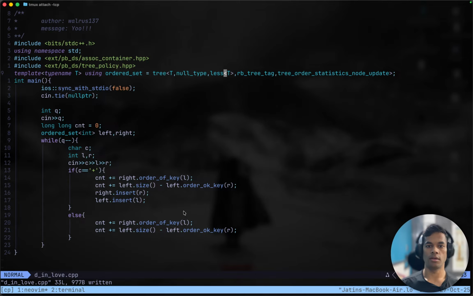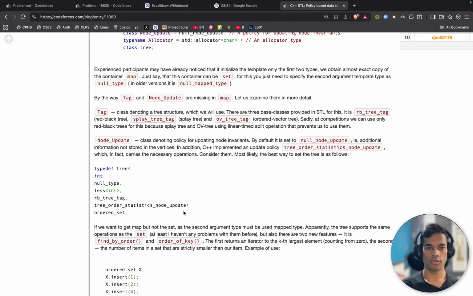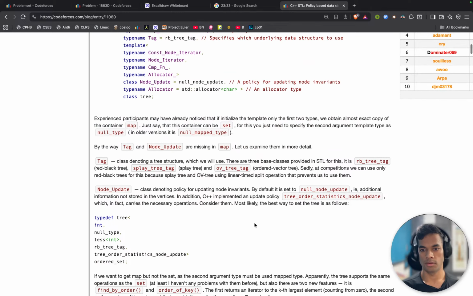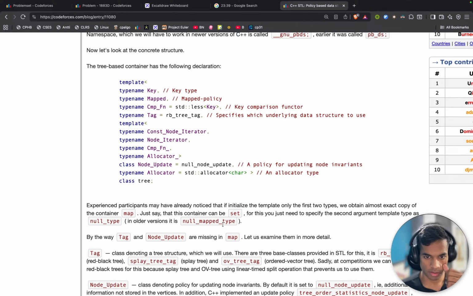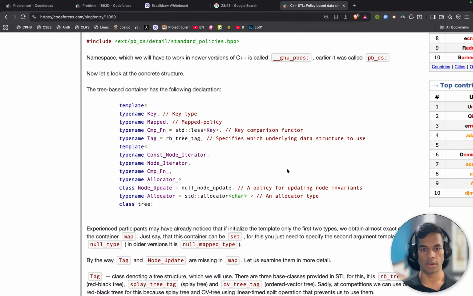Less than or equal to. I want this to be a multi-set. I would like this to be a multi-set. How can we make this a multi-set? Set less.